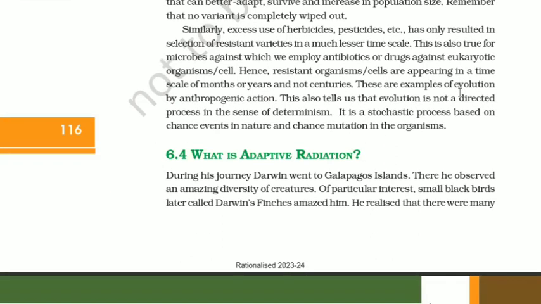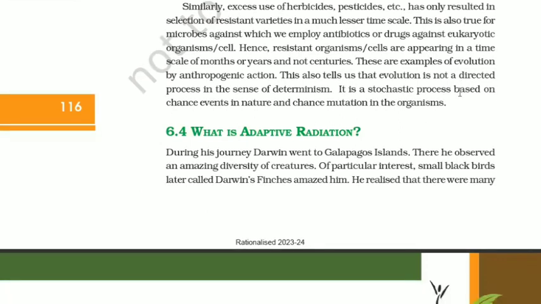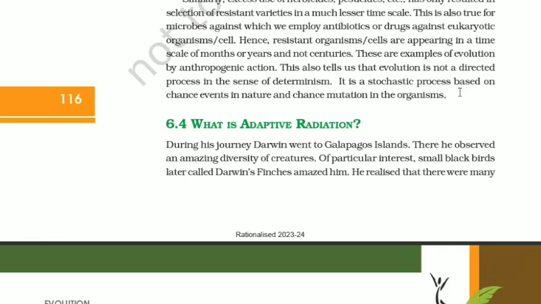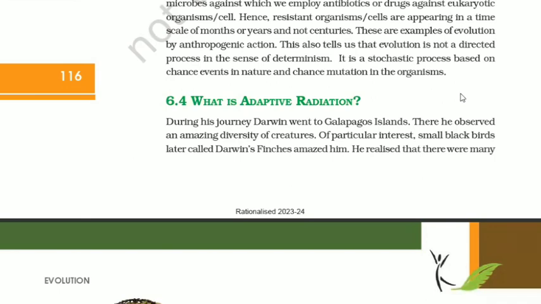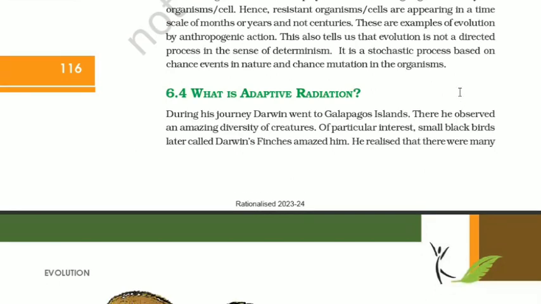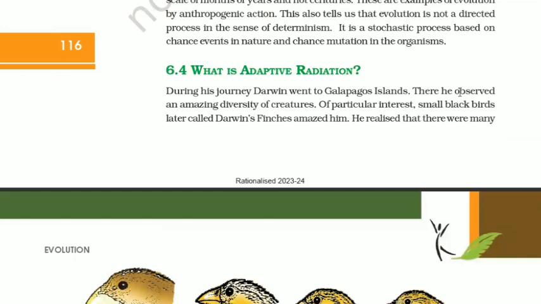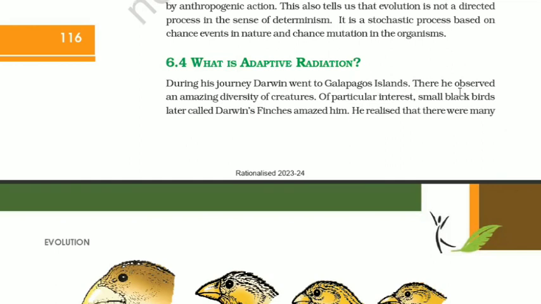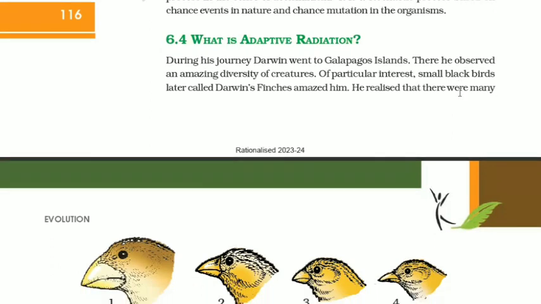Remember that no variant is completely wiped out. Similarly, excess use of herbicides, pesticides, etc., has only resulted in selection of resistant varieties in a much lesser time scale. This is also true for microbes against which we employ antibiotics, or drugs against eukaryotic organisms or cells. Hence, resistant organisms or cells are appearing in a time scale of months or years and not centuries. These are examples of evolution by anthropogenic action. This also tells us that evolution is not a directed process in the sense of determinism. It is a stochastic process based on chance events in nature and chance mutation in the organisms.